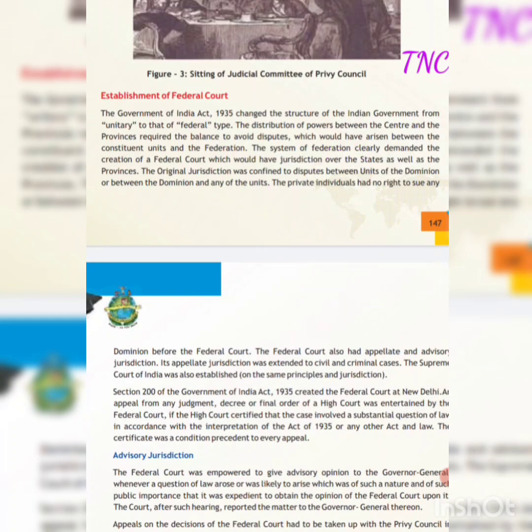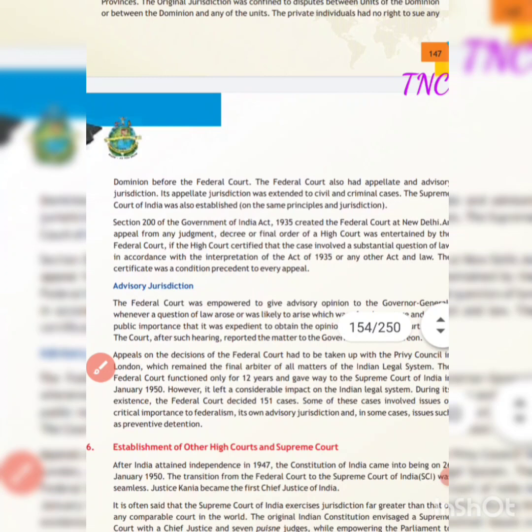So at that time, the original jurisdiction could be exercised by the federal court. Private individuals had no right to sue any dominion before the federal court, meaning any government part, any organ, can't be sued by a private individual. Like I am a private individual, and you who are listening to this right now are also a private individual, so you can't directly sue in the federal court.